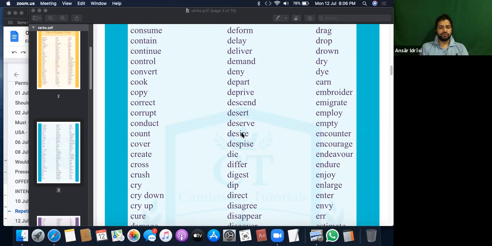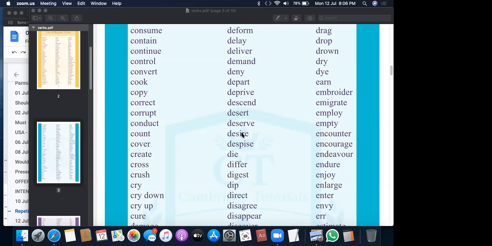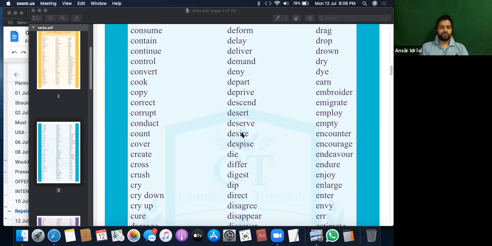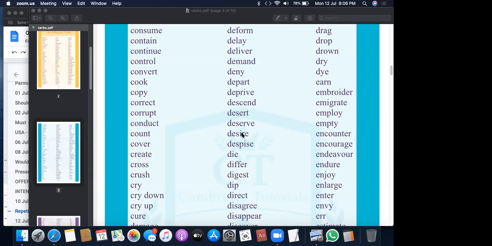It used to. You used to. Sorry, you used to disappear. Did you used to disappear? You didn't used to disappear. Disappear. Next. You used to regret. Did you used to regret? You didn't used to regret. Next.